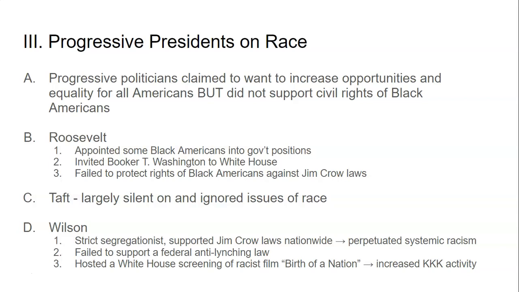So we'll be coming back to these issues on race in the progressive era on some objectives later on in this unit. I just thought that it was important to recognize it now as we're talking about these presidents and some of their progressive accomplishments. We need to also recognize some of the stains on their legacies as well.